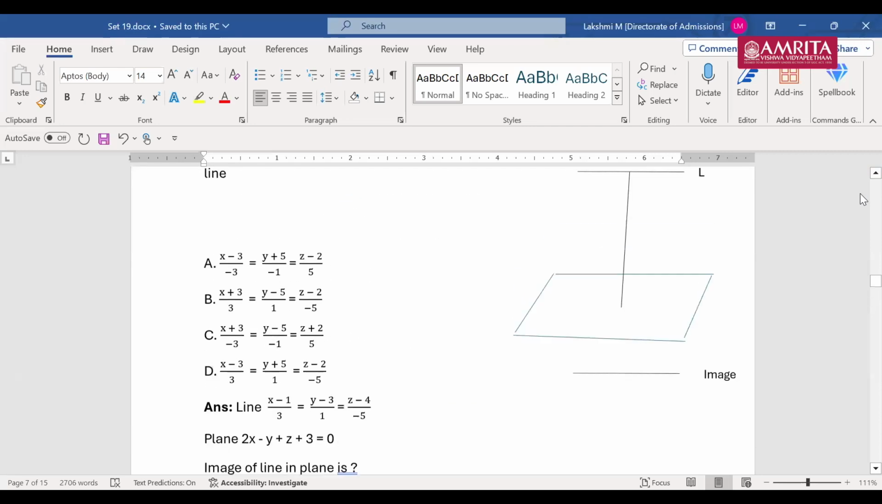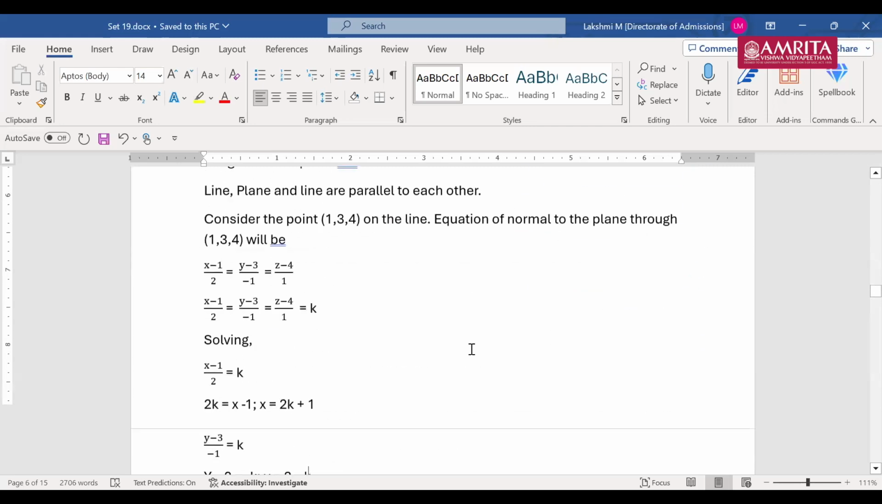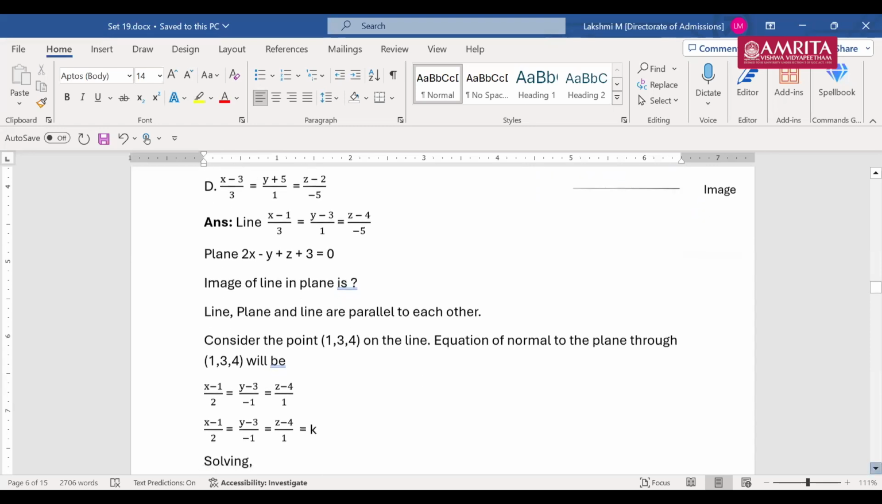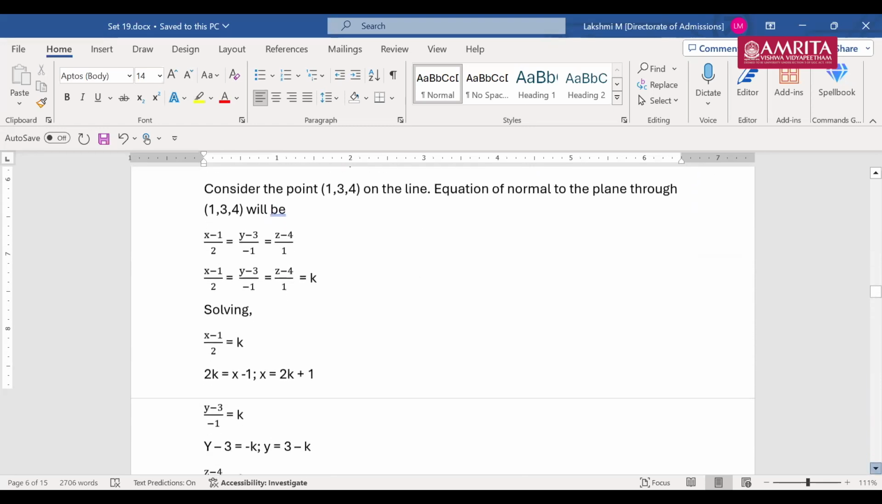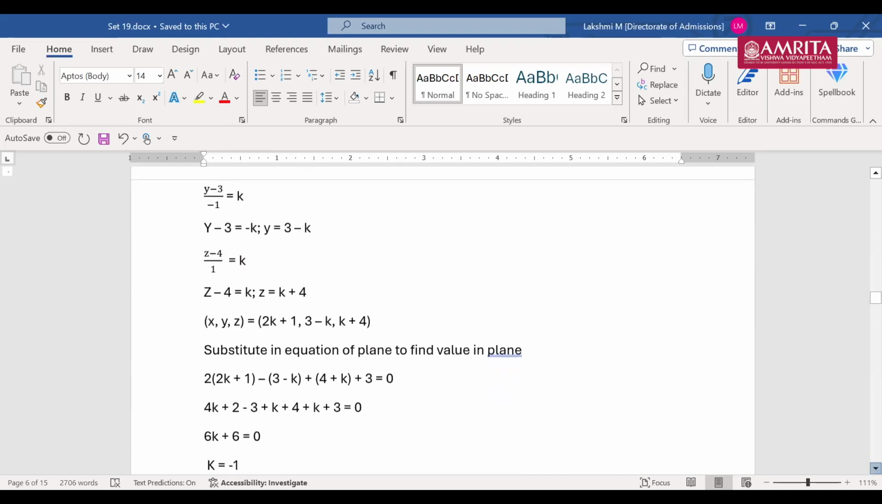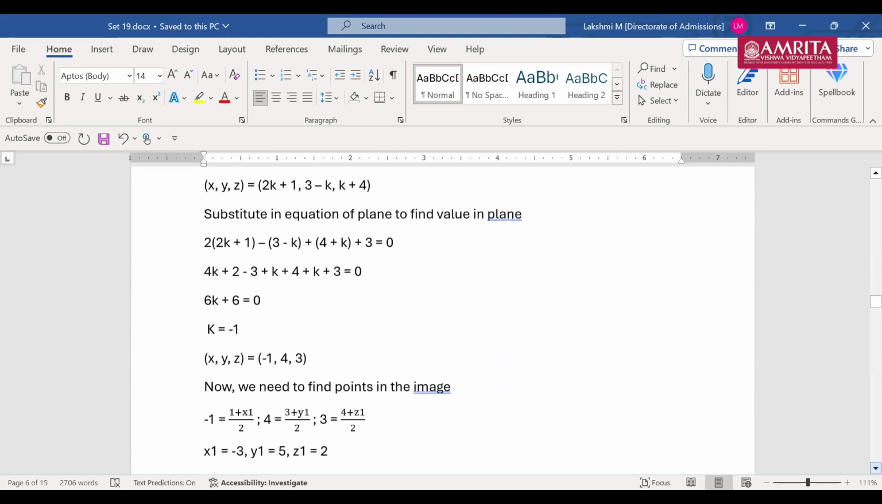Okay. So just look at it again. The initial one, what I have done is, I'll be able to understand that this is the point which lies on the line. So I'll rewrite this equation as (x minus 1) by 2 is equal to (y minus 3) by minus 1 equal to (z minus 4) by 1. I'm substituting for k. I'm finding out the value of k. I'm resubstituting back, and this is the k term. I'm substituting it in the plane the same way. Then I'm finding out the k. I have the x, y, z.